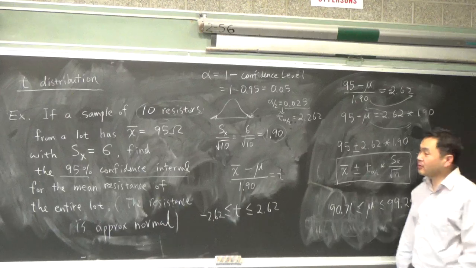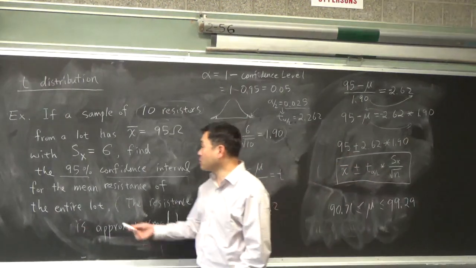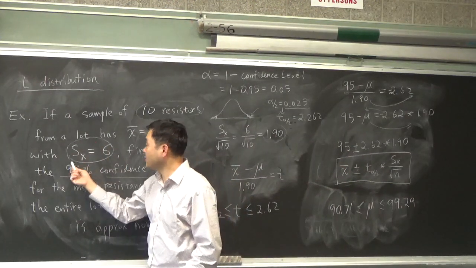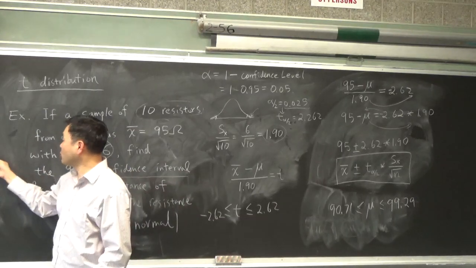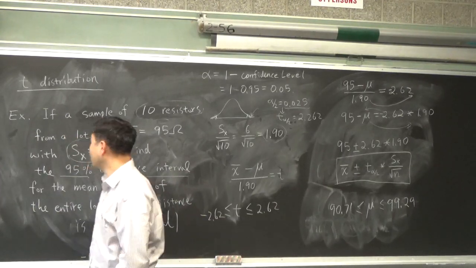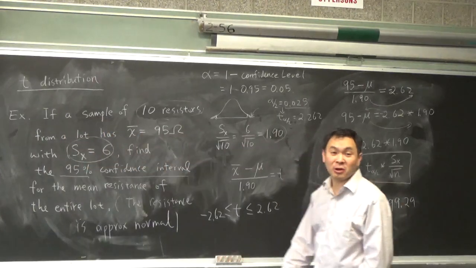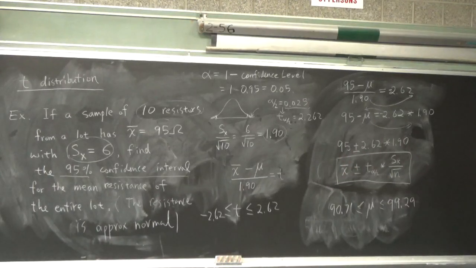What if it's the same question, but instead of this, sigma equals 6 was given? How would the problem change? I mean, how would the solution change if the sigma was given?